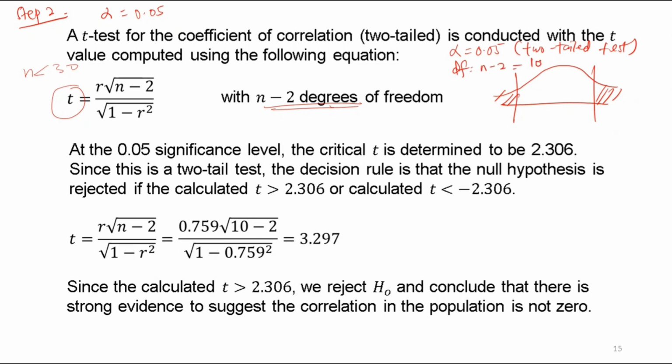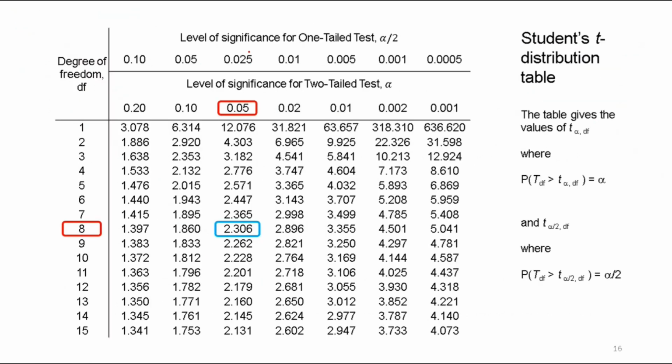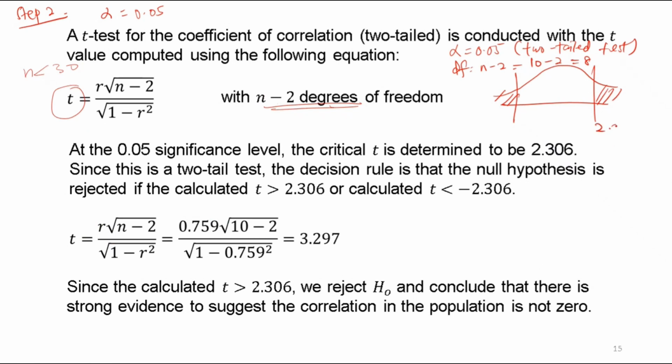So that means 10 minus 2, so we get 8. Okay, so refer to the table. This one is 0.05, two tails, and then degree of freedom 8. Now our critical value is 2.306. Since we have two rejection regions, positive and negative, this one is also negative 2.306. Okay, and then next step, we need to calculate the value of T.